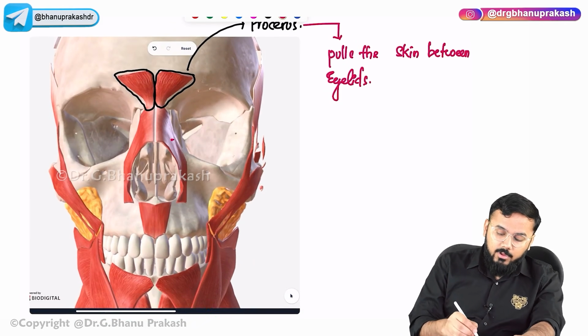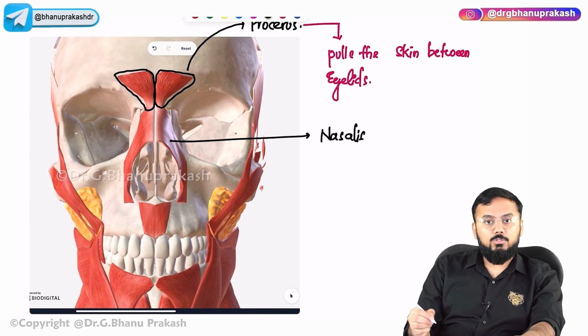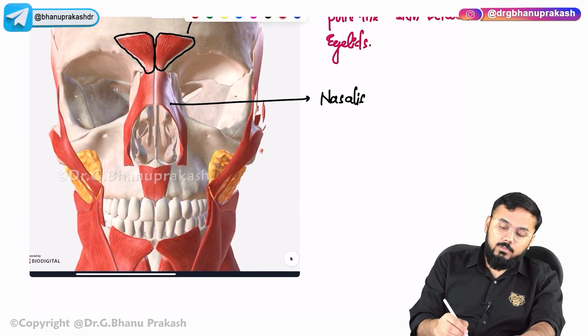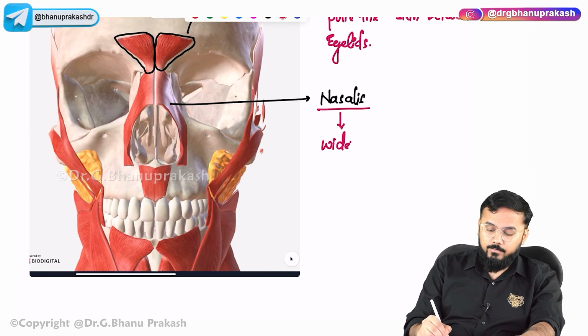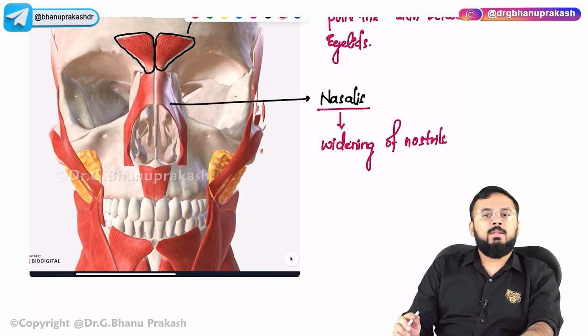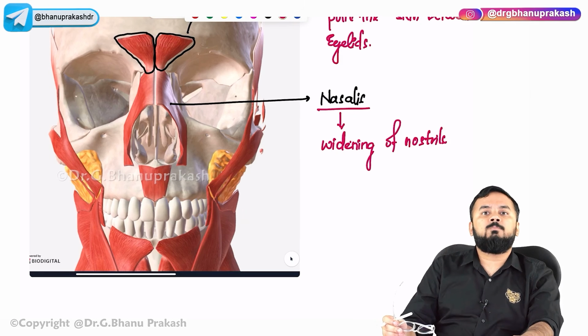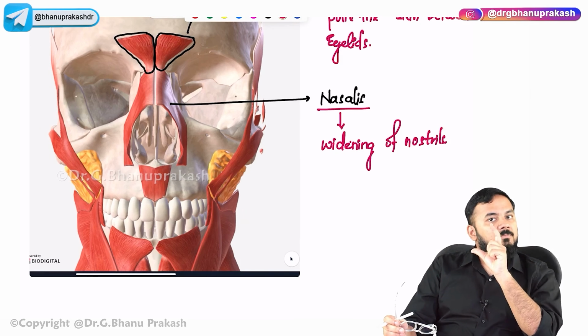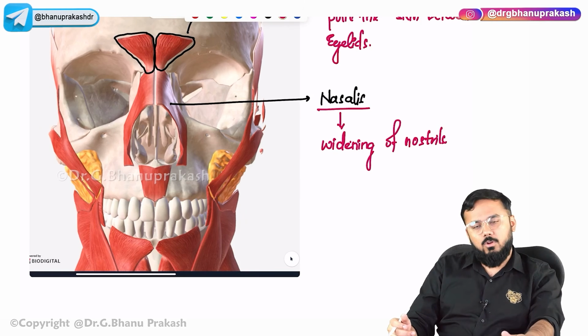Okay, after that you have got these two muscles over here, which are called nasalis. What do these nasalis do? Nasalis is responsible for widening of the nostrils. For example, if I am contracting nasalis in this way, you see my nostrils have been widened, right? So that is responsible for widening of the nostrils.